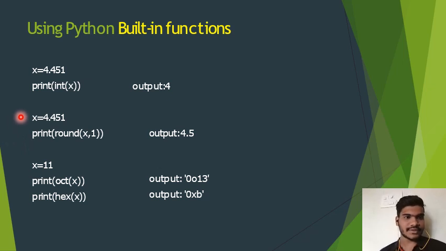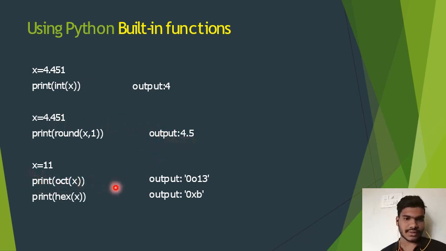Using Python built-in functions. Some of the built-in functions are int and round. For example, x is equal to 4.4451. Output will be 4 because the int built-in function only takes the integer and cuts the decimal numbers. And round rounds off the number to a specific number of decimal places, for example to the first position.